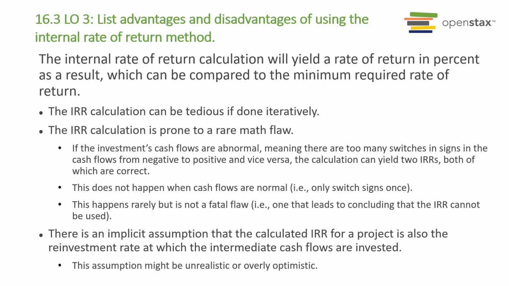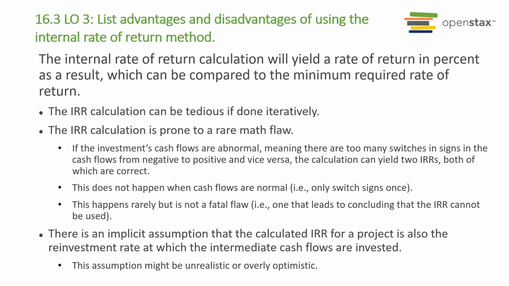The multiple IRR problem. If the investment's cash flows are abnormal, meaning there are too many switches in signs and the cash flows are negative, positive, and vice versa, the calculation can yield two IRRs, both of which are correct. This does not happen when cash flows are normal, i.e. only switch signs once. This happens rarely, but is not a fatal flaw, one that would lead to concluding the IRR cannot be used. The reinvestment rate is an implicit assumption that the calculated IRR for a project is also the reinvestment rate at which the intermediate cash flows are invested. This assumption might be unrealistic or overly optimistic.